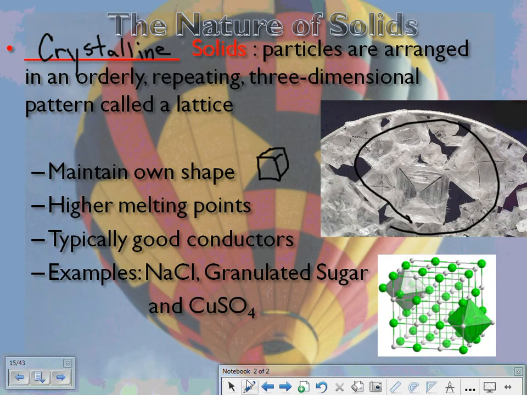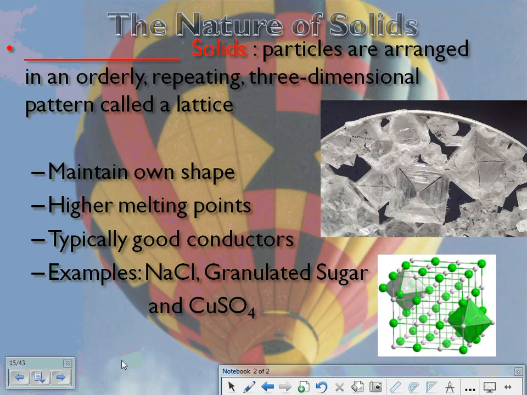Here's some other examples. Besides sodium chloride, there's also granulated sugar, which is what most of us put in our iced tea or in our Cheerios, just the normal table sugar. And copper sulfate, I think we used that in a lab before, maybe. But that makes a regular repeating pattern, so they have their own shape and they keep their own shape. It's hard to take salt and sculpt it into some other shape. That wouldn't work very well.